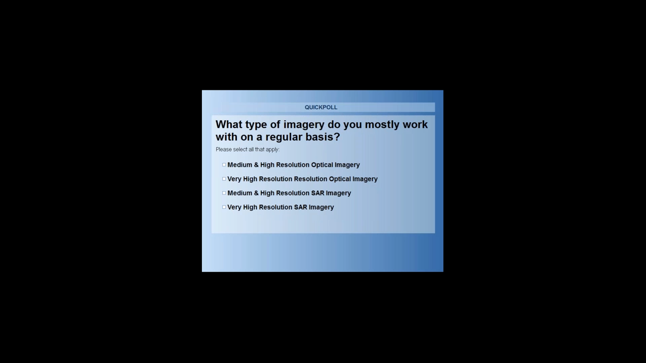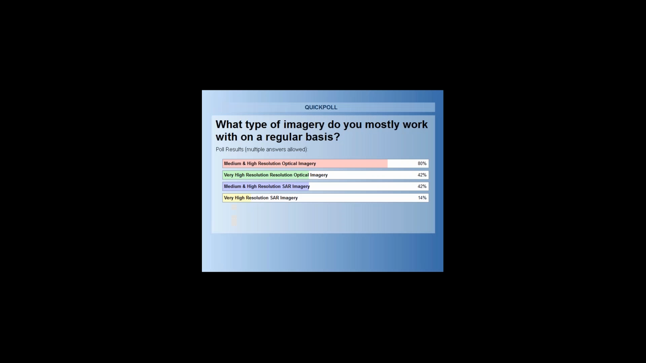So we've got about three quarters of the audience who've voted. That's fantastic. Thank you for doing that. I'm going to leave the poll open for just about three more seconds. I'm going to count down from 3, 2, 1. Close that out, and I'll share the results with you so you can get a sense of what the actual response was. As you can see, there's quite a few of you who are working with medium and high resolution optical imagery. A certain number of you working with very high resolution, some with medium to high resolution SAR, and the smallest category is the high resolution radar.